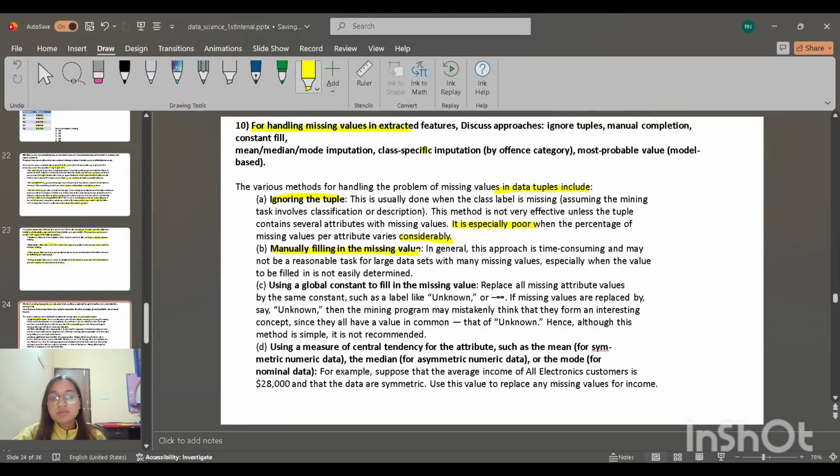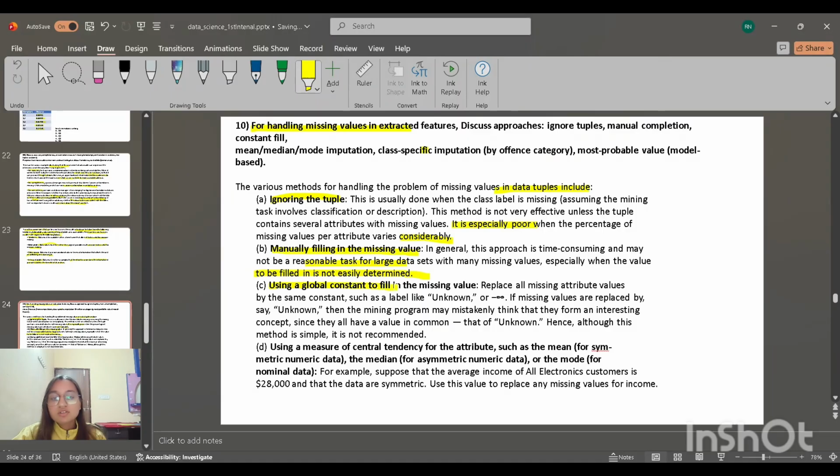Manually filling the missing value. In general, this approach is time consuming and may not be a reasonable task for a large dataset with many missing values, especially when the value to be filled in is not easily determined.